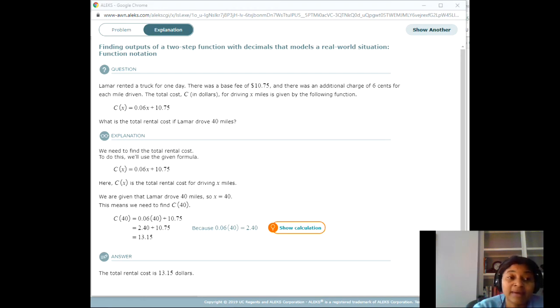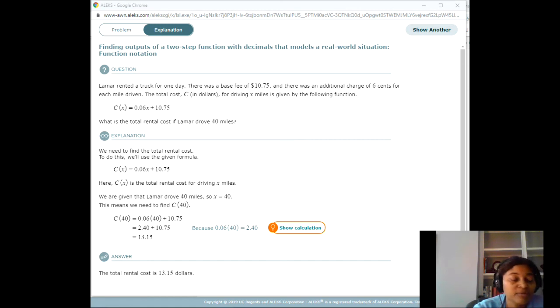Okay, so here at the bottom it says, what is the total rental cost if Lamar drove 40 miles? Okay, so remember it said the total cost C in dollars for driving X miles is given by the following function. So X is actually going to be replaced with 40. So they just simply substituted 40 into the problem and worked it out.